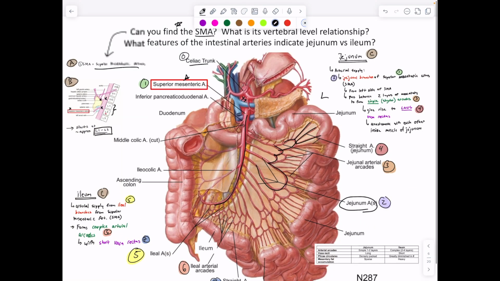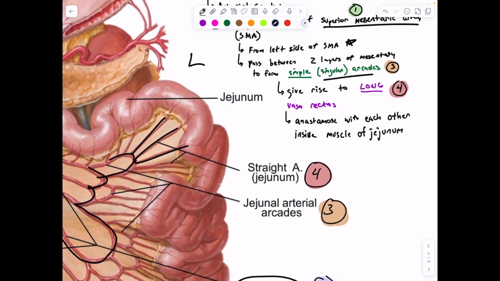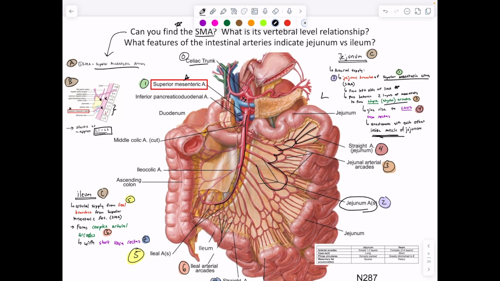aorta. Okay, so specifically we started talking about the jejunum. Blood supply is coming from the superior mesenteric artery. They're the jejunal branches overall. It's on the left side of the superior mesenteric artery and passes through 2 different layers of mesentery to form simple singular arcades, at most 2 levels of arcades, but generally singular arcades, and then gives rise to those long vasa recta, and then anastomose with each other inside of the muscle of the jejunum overall.